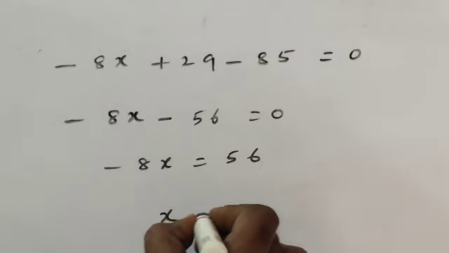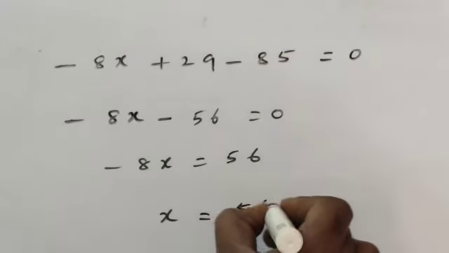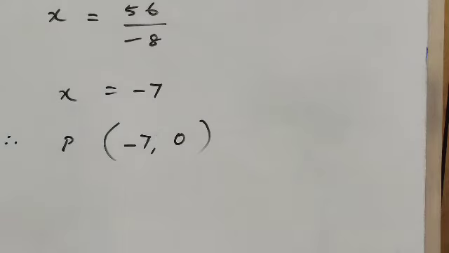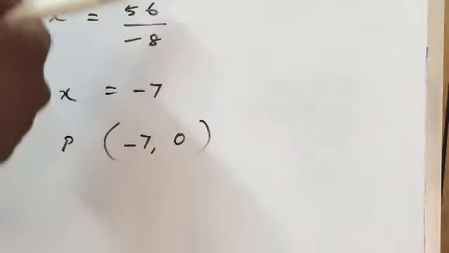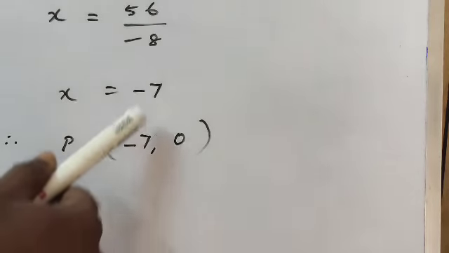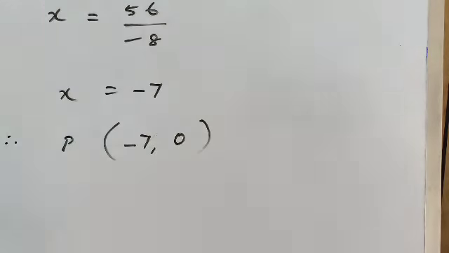X equal to 56 divided by minus 8. 1 8 is 8, 7 8s are 56. So we have x equal to minus 7. The point P is x comma 0. Write minus 7 for x comma 0. Therefore the point P is minus 7 comma 0.